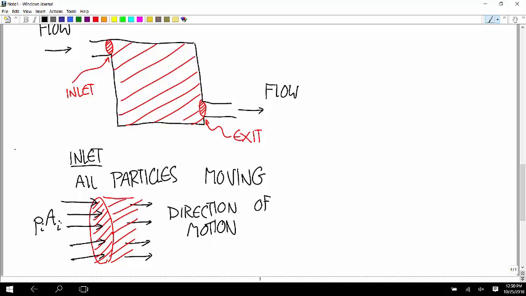And so what's the work rate at the inlet? Well, the key thing here is that the velocity of the particles and the force of the pressure are both in the same direction. So this is going to be a positive rate of work. Okay? So the work rate at the inlet is equal to pressure at the inlet times the area at the inlet times the velocity at the inlet.